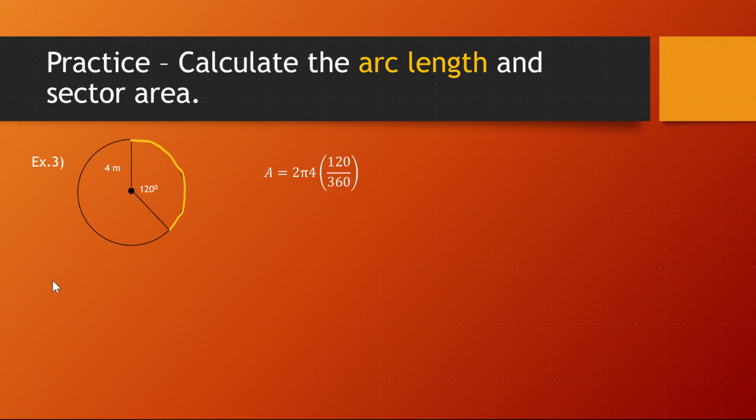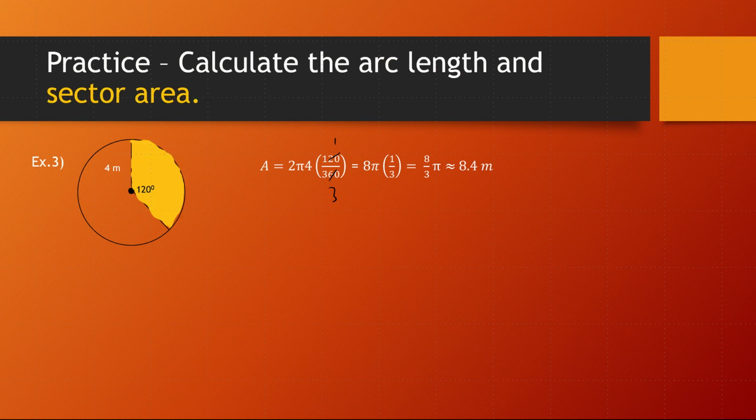Before we plug this into our calculator, let's simplify it first. 2 times 4 gives you 8, and 120 over 360 reduces to 1/3, okay? So that's going to be 8 pi times 1/3, which reduces to 8 pi over 3. So again, that's your exact answer, but let's figure out the approximate answer, and that's going to be about 8.4 meters. So that's going to be the arc length.